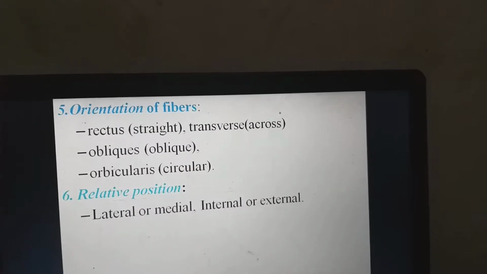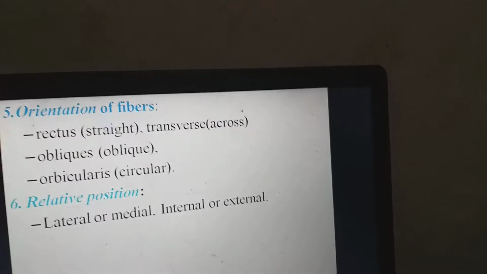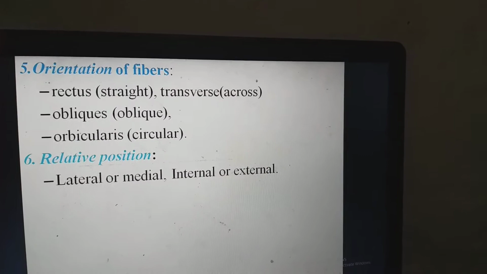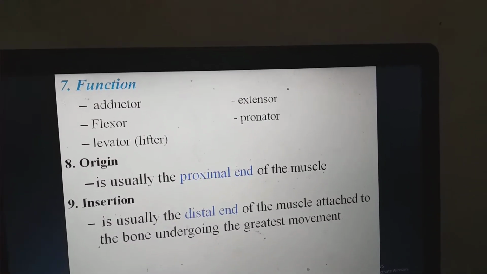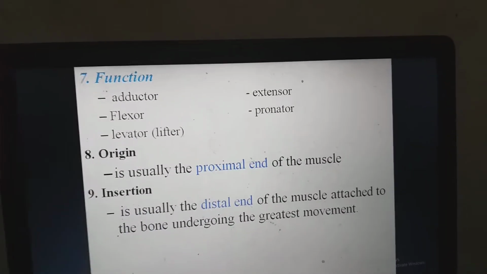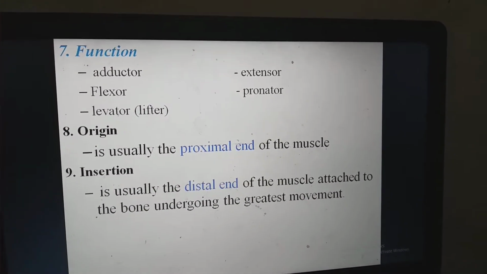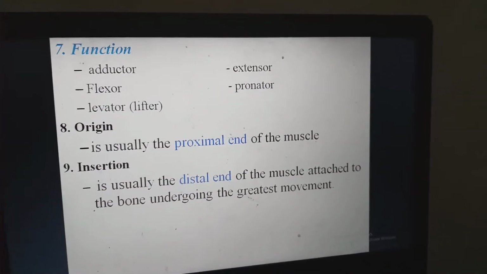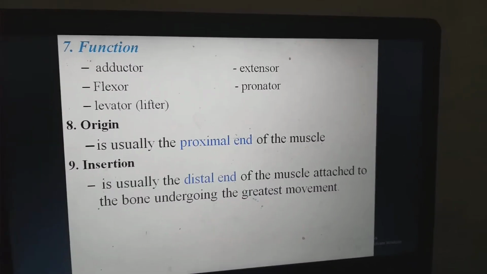The other is based on relative position: some are lateral or medial, some are internal or external, superficial or deep. The other is based on their function. Some are adductors, some are flexors. Some elevate, lifting upward, like levator scapulae; when we say it elevates the scapula, levator means elevate. Extensor, extending, and pronator, supinator: based on the function, we can give a name.